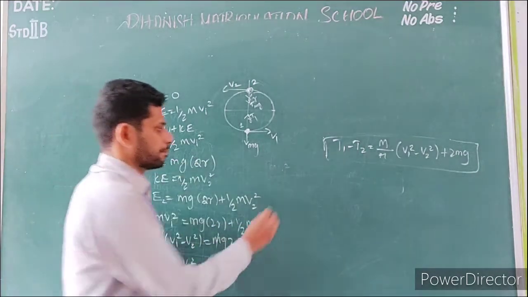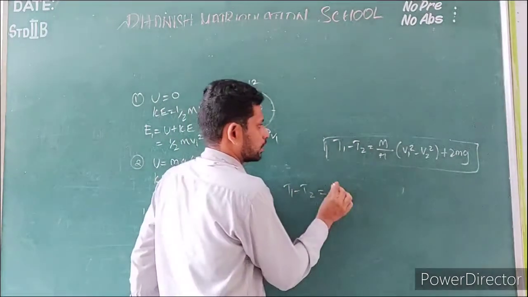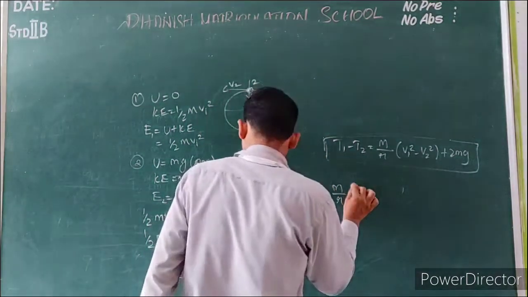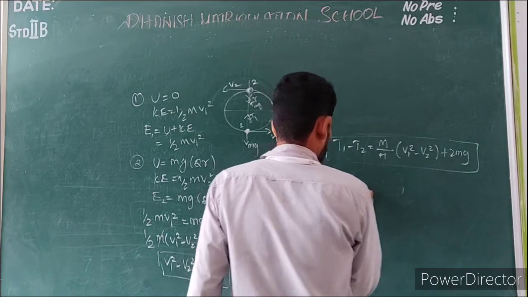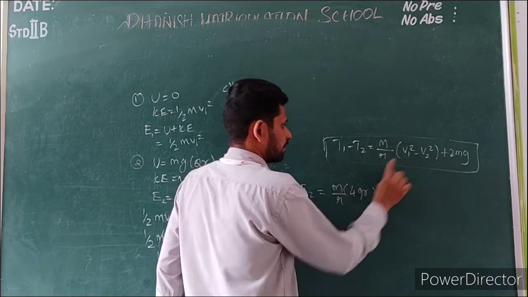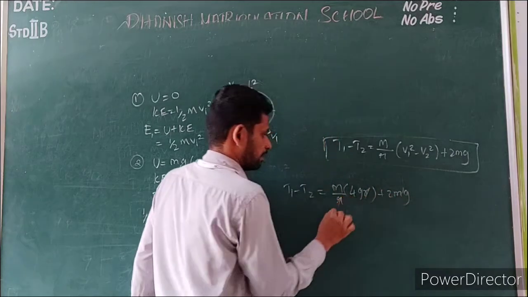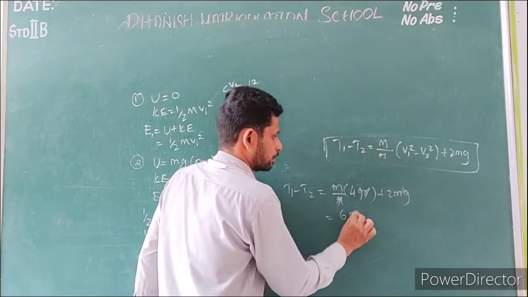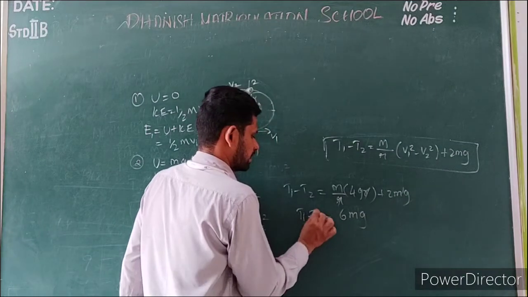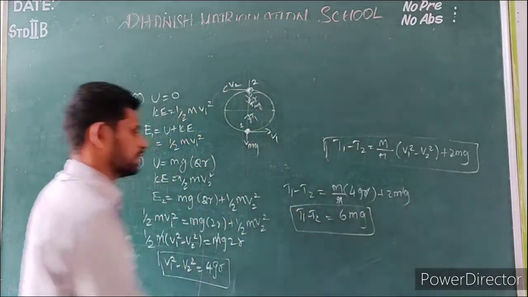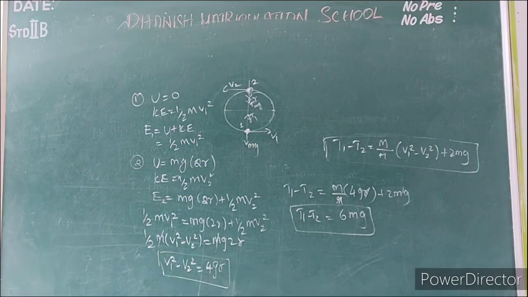Substituting there, T1 minus T2 will be equal to m by r times (v1 square minus v2 square) plus 2mg, that is 4gr plus 2mg. r will be cancelled. 4mg plus 2mg is 6mg. So T1 minus T2 will be equal to 6mg.